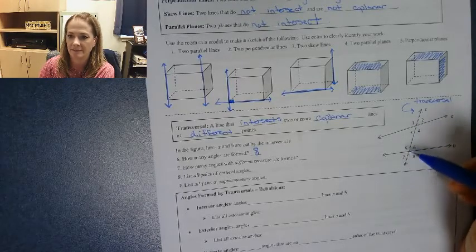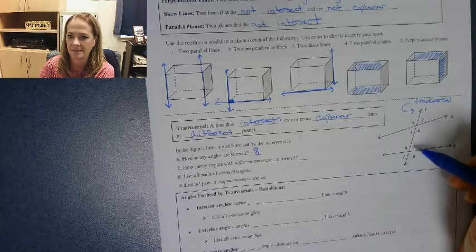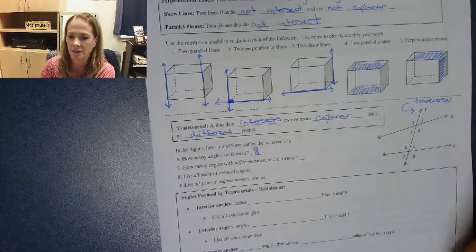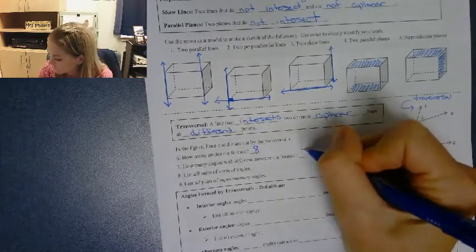Down here, 5 is going to be the same as 8 because they're vertical, and 7 is going to be the same as 6 because they're vertical. And so those are the different measures you'll have.